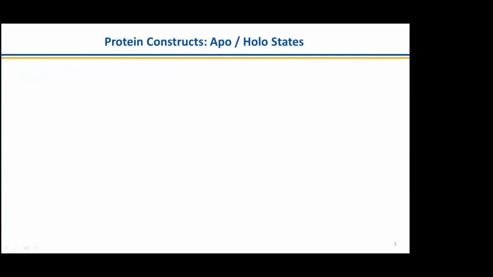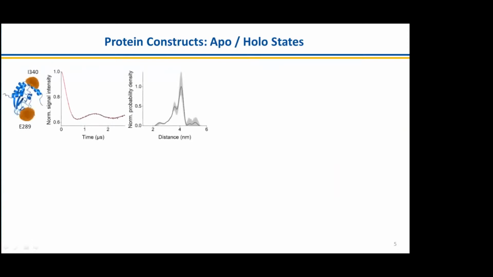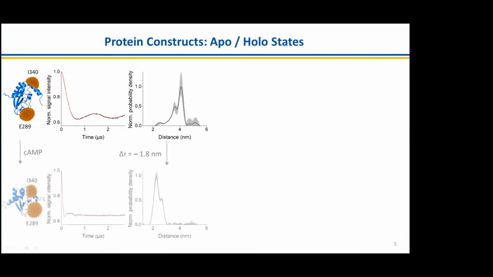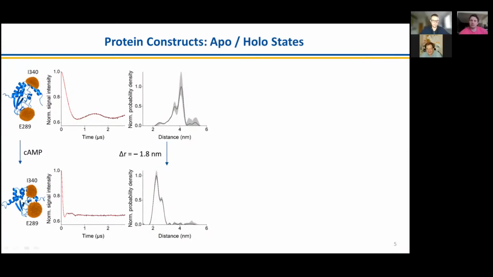So having decided on the constructs, we first of all took a look at the apo and the holo states. What we see here is the PELDOR time trace and the distance distribution that we get for the construct E289, I340. And as we add cyclic adenosine monophosphate, we see that both the time trace and the distance distribution change. So over here, we have a most probable distance of about 4 nanometers. When we add cAMP, the distance distribution peaks at about 2 nanometers. So this corresponds to a distance change of about 18 angstrom.